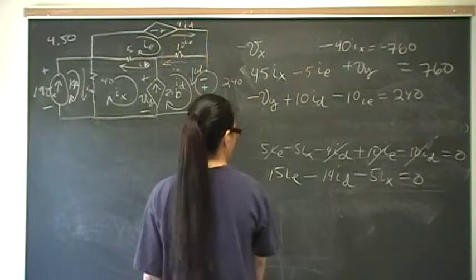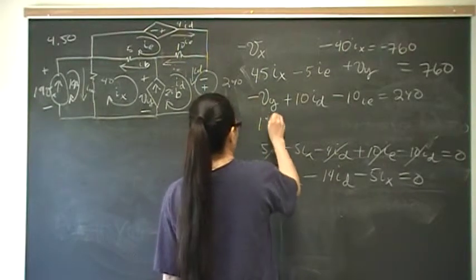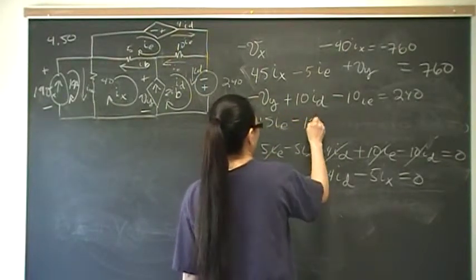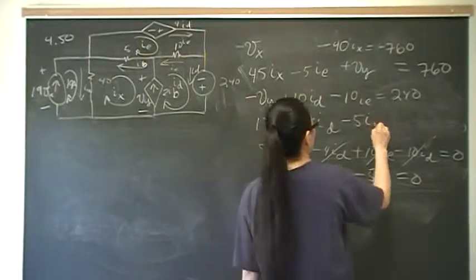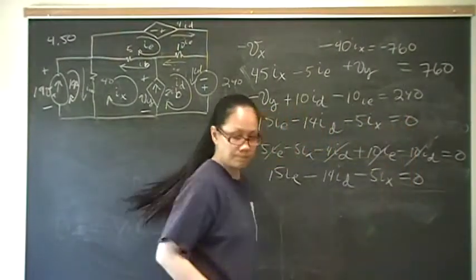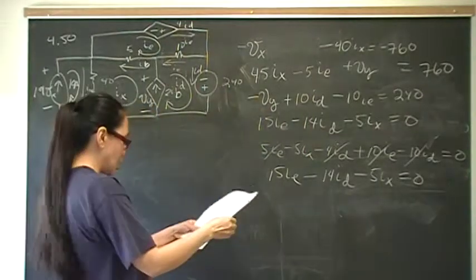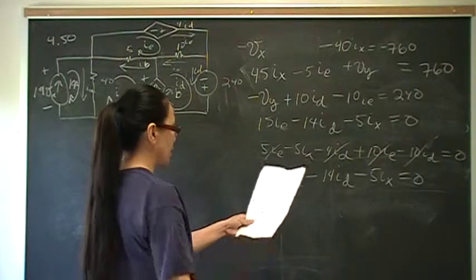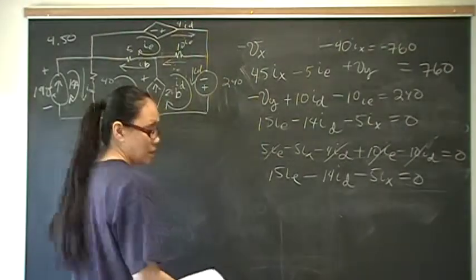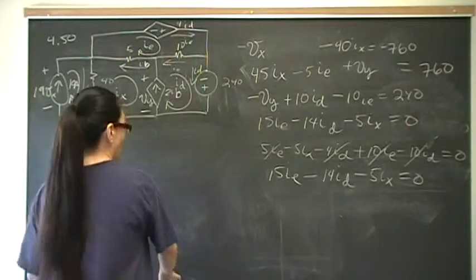So we got 15IE minus 14ID minus 5IX is equal to 0. Take a second to check my equations. 15 minus 5IX minus 4ID. Okay, now we have a problem.